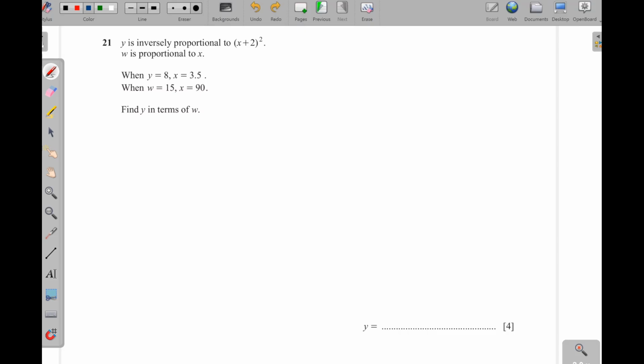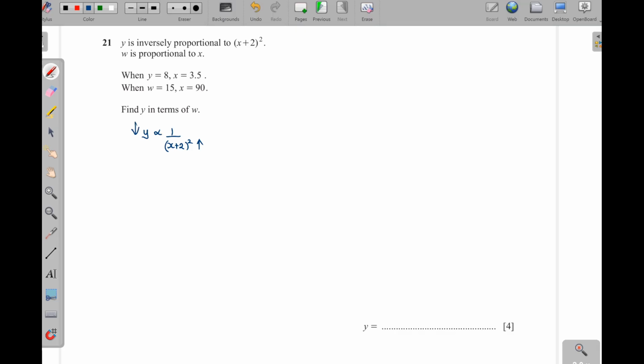We have two scenarios here. The first one is y is inversely proportional. So we write 1 out of. If they had said is proportional to this or directly proportional to this, then we would write the x plus 2 here squared. But it is inversely proportional. That means we put 1 over this one here. So meaning when y increases, then this one decreases. Okay? When this one increases, then y has to reduce.